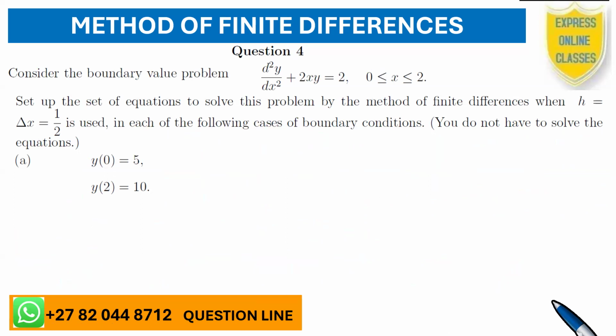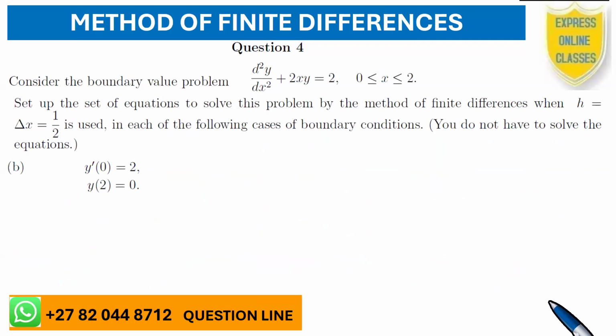We move on. The next one is part B. In part B, the story is different. It's not just y0 that is given like before, it's y prime that's given. What if they give you an initial value that is like a derivative? Like the first derivative of the function at 0 is 2, and then y2 is 0. Now we need to plan our way here.